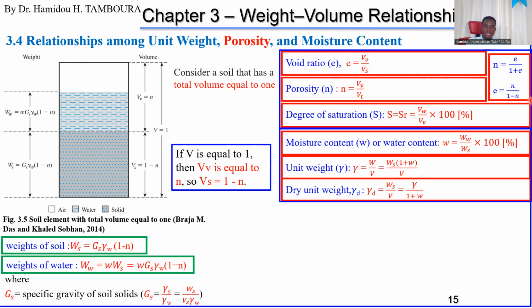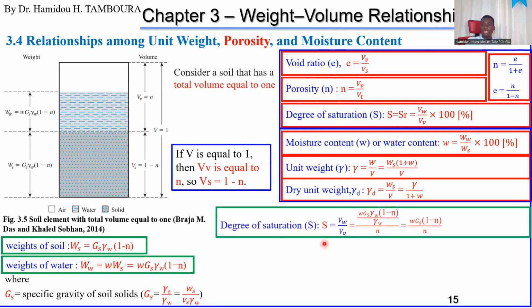Okay? So if you forgot this formula, you can do that also to obtain it. Okay, we have the e. The n you don't need. If you do that, you will end up with just this one. Degree of saturation.